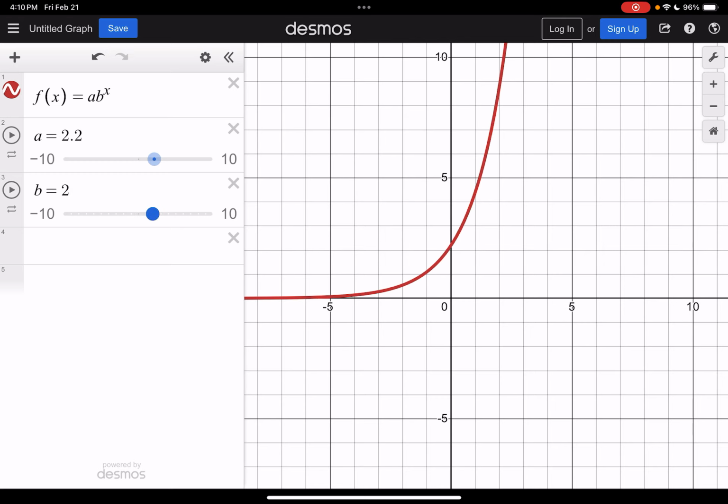So let's go ahead and assume that B is 2. Watch what happens with A. With A, if I make this a bigger number, it gets steeper. If I make it a smaller number, it's less steep.